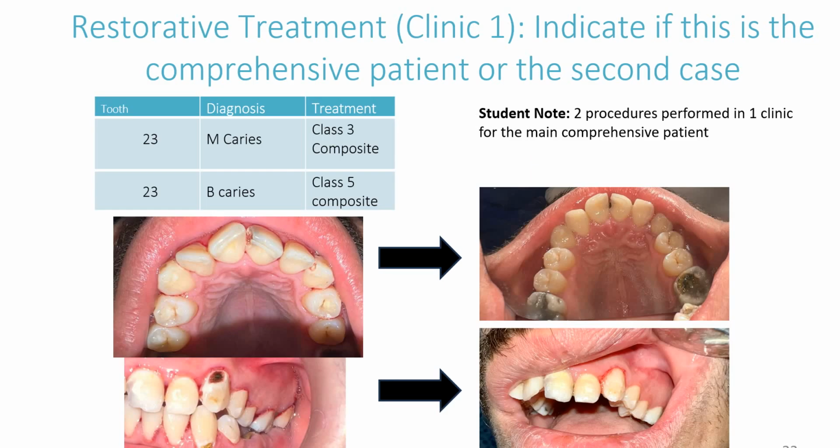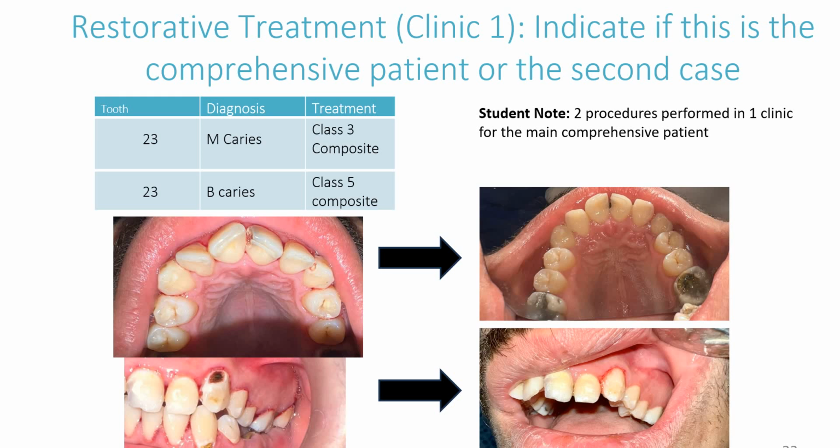Now, the restorative treatment, clinic 1. Indicate if this is the comprehensive patient or the second case or the second patient. Why are we doing this? Because we requested from the students to have at least 2 procedures performed for the comprehensive patient to consider the case as comprehensive. So most likely in clinic 1 or clinic 2, the student must have his comprehensive patient to fulfill the requirements of a complete comprehensive care dentistry portfolio.